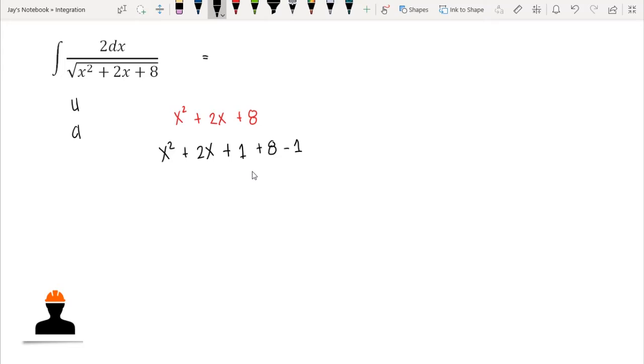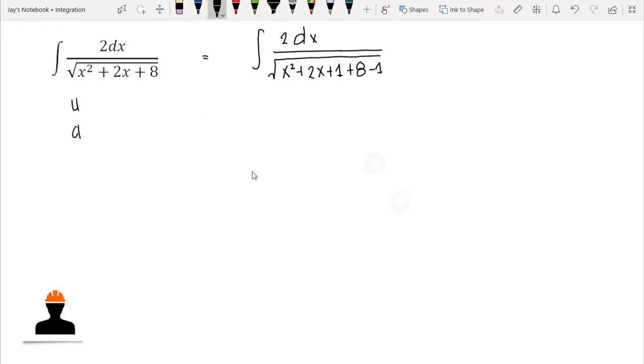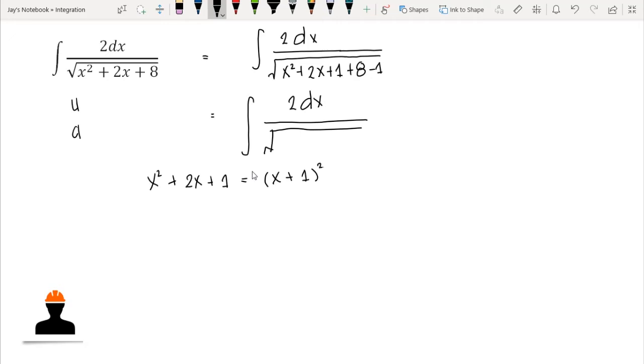So therefore, we can write this as the integration of 2 dx over the square root of x squared plus 2x plus 1, then plus 8 minus 1. And we could simplify it further. We have the integration of 2 dx over the square root of, we know that x squared plus 2x plus 1 can be simplified as x plus 1 squared, correct?